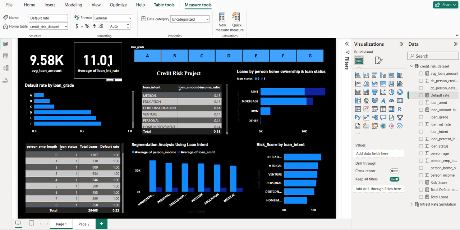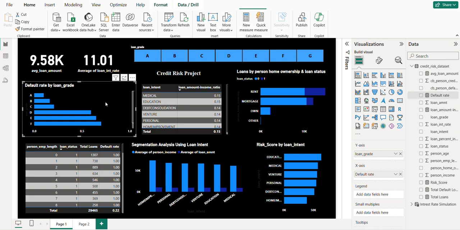Now we have to analyze this default rate as per the loan grade. This graph shows the default rate by the loan grade. Grade A has the lowest default rate of 0.1, that is 10%, which indicates the lower risk loan, whereas grade F has the highest default rate, that is 0.7, that is 70%, suggesting high risk loans. So as loan grade worsens from A to F, the default rate increases significantly, and that is a clear indication.